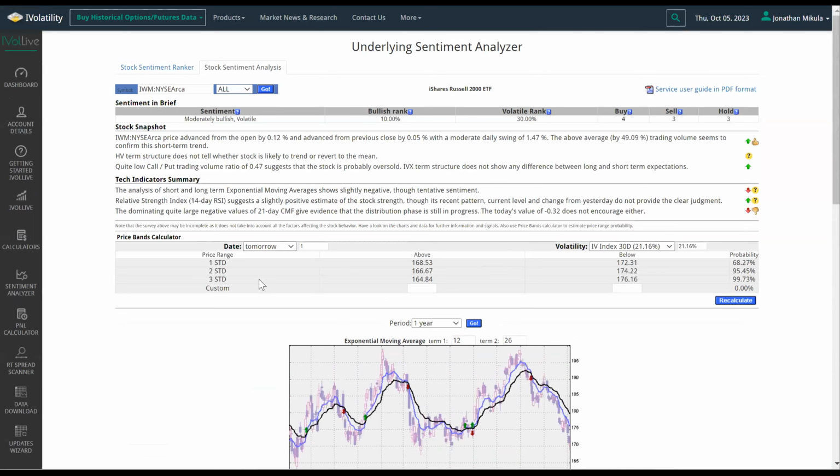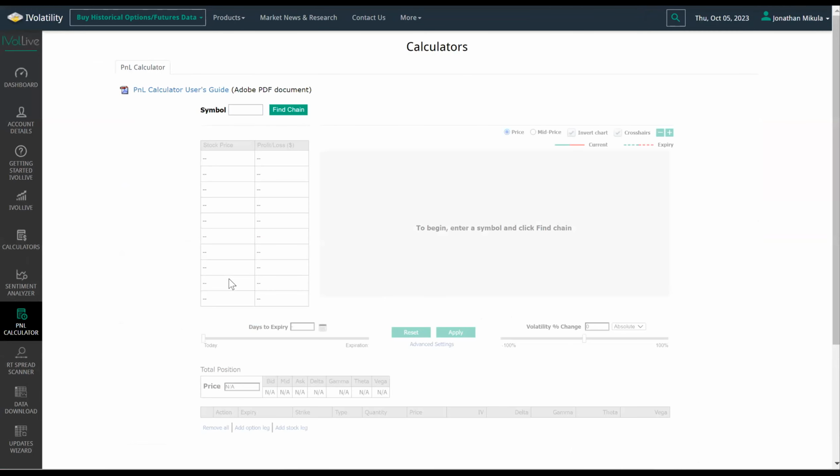And then also we have our price bands. So all this is doing is it's measuring the likely trading ranges of IWM, which we also did using the probability calculator. So overall, that supports my mildly bullish thesis. I'm not overly bullish on IWM, but I'm bullish enough to run some trades through the P&L calculator.